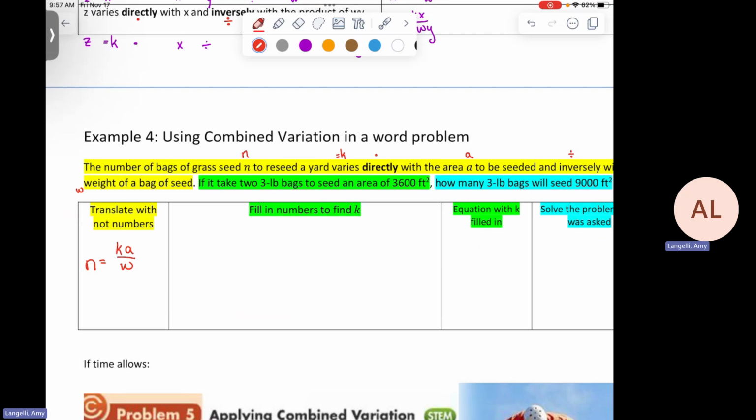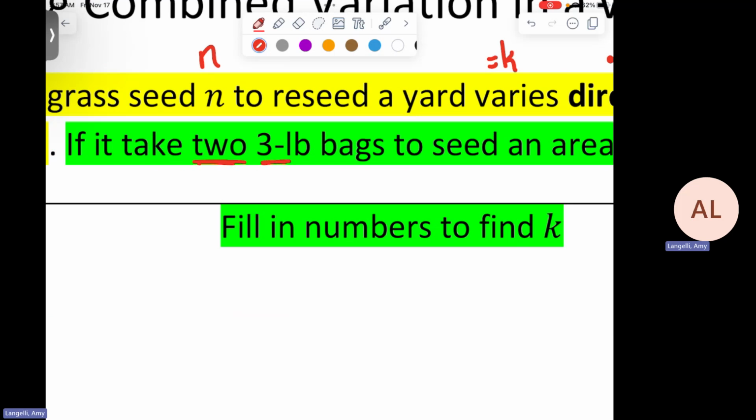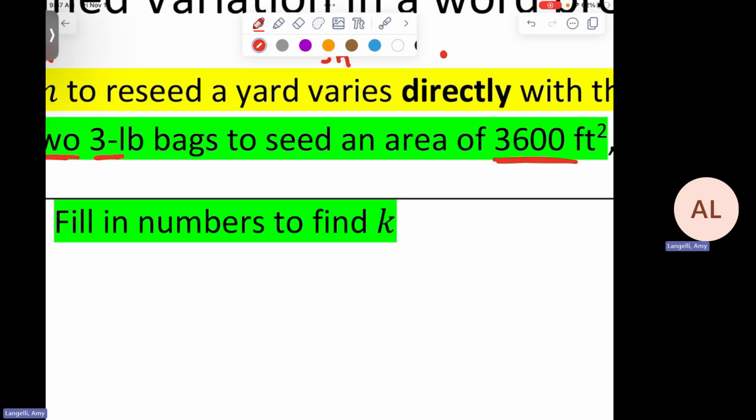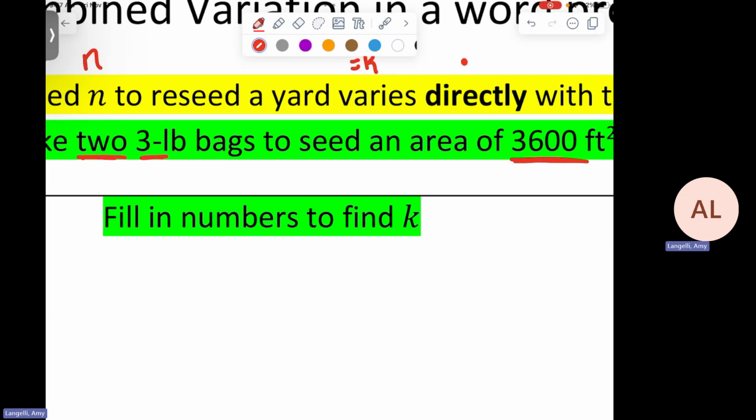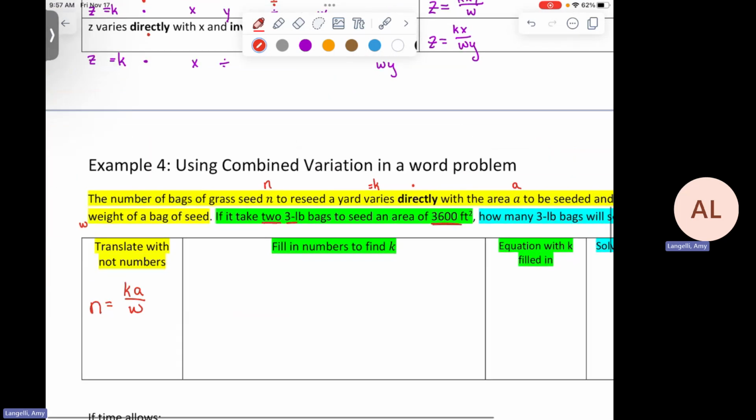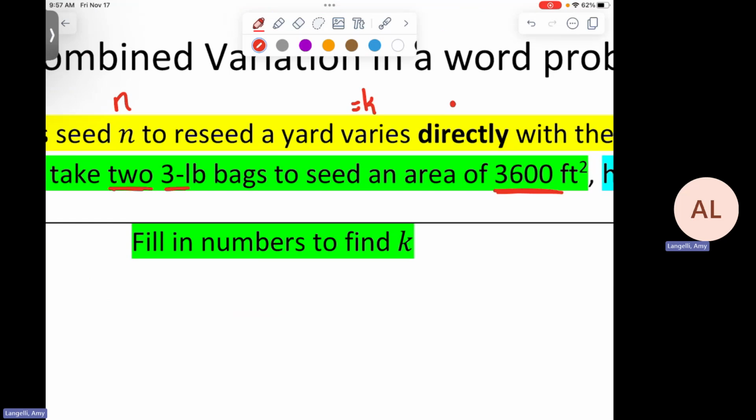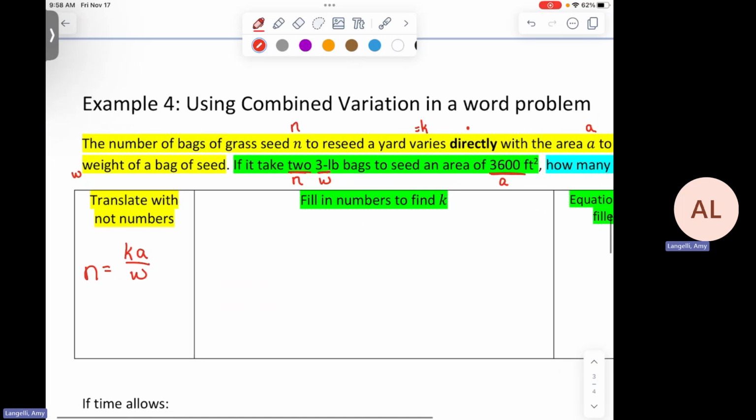Now let's fill in our numbers. It takes 2 3-pound bags to seed that area. What do you think 2 goes in for? Or 3, or 3,600? We have N, K, A, and W. N is the number of bags. How many bags? 2 bags, so that goes in for N. This is a weight, so that will go in for W. And this is an area, so that goes in for A. So what variable don't we have? K. And that's what we're going to solve.